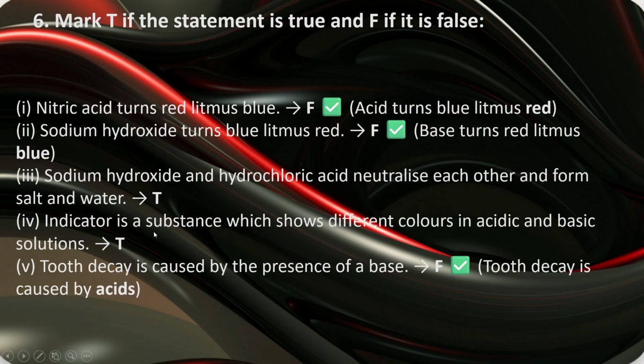Fourth: an indicator is a substance which shows different colors in acidic and basic solutions. True. Fifth: tooth decay is caused by the presence of a base. False. Tooth decay is caused by acids.